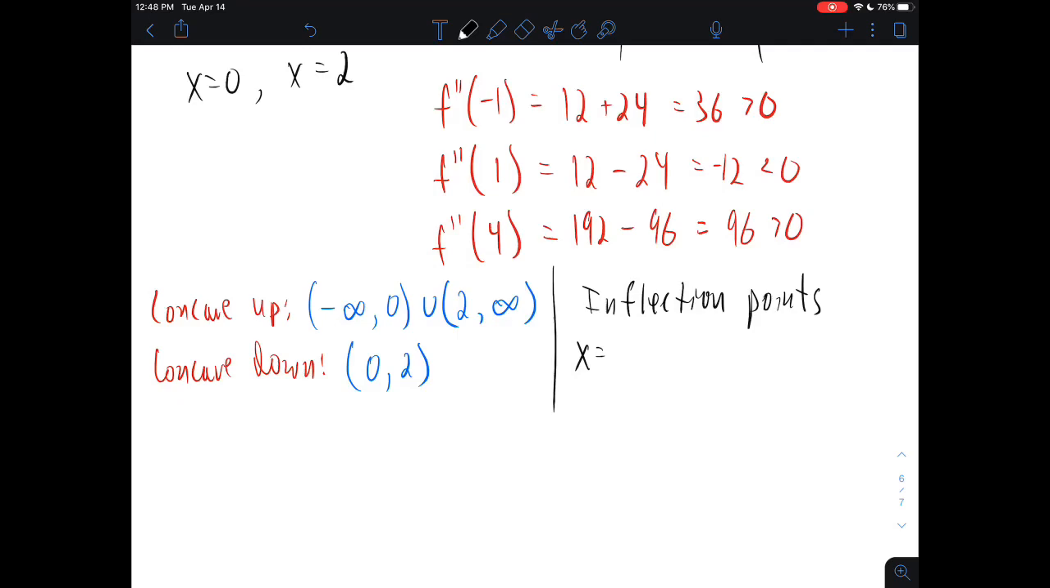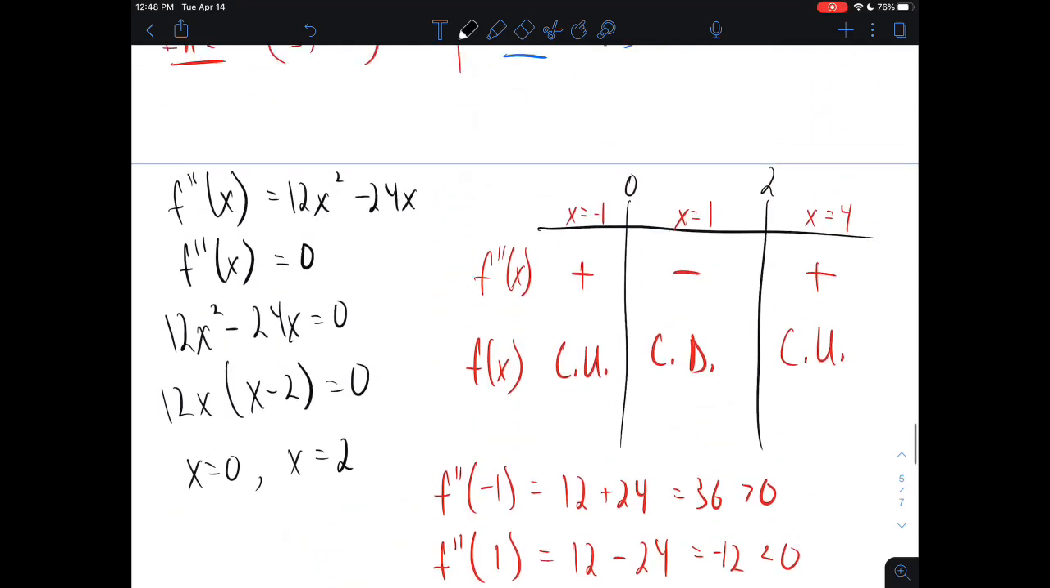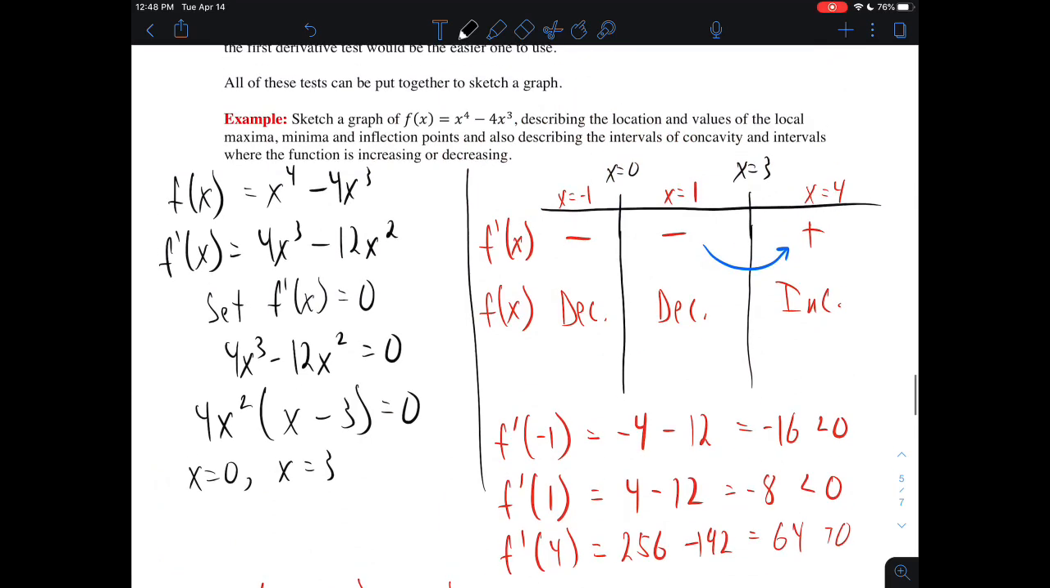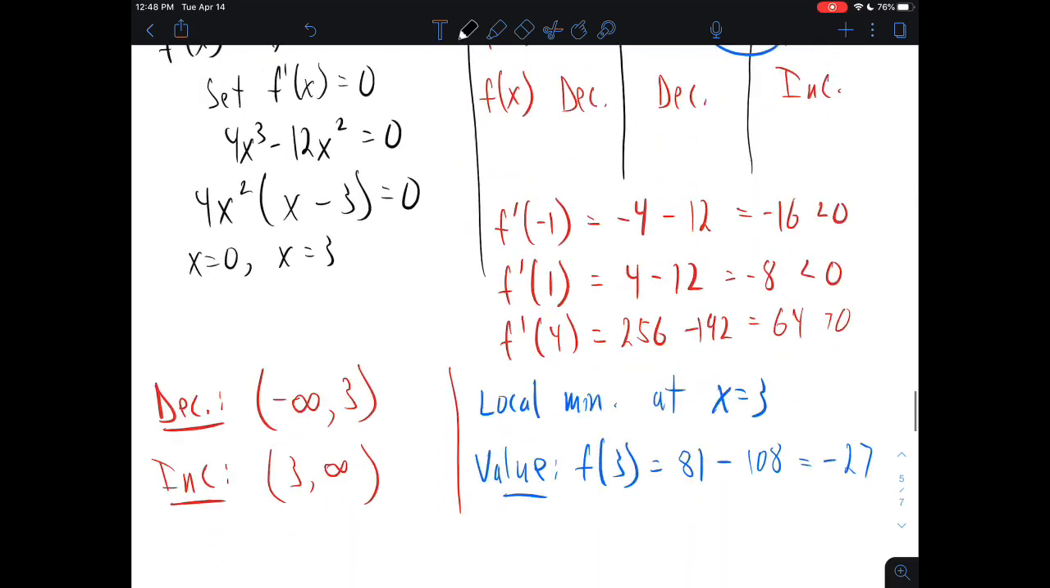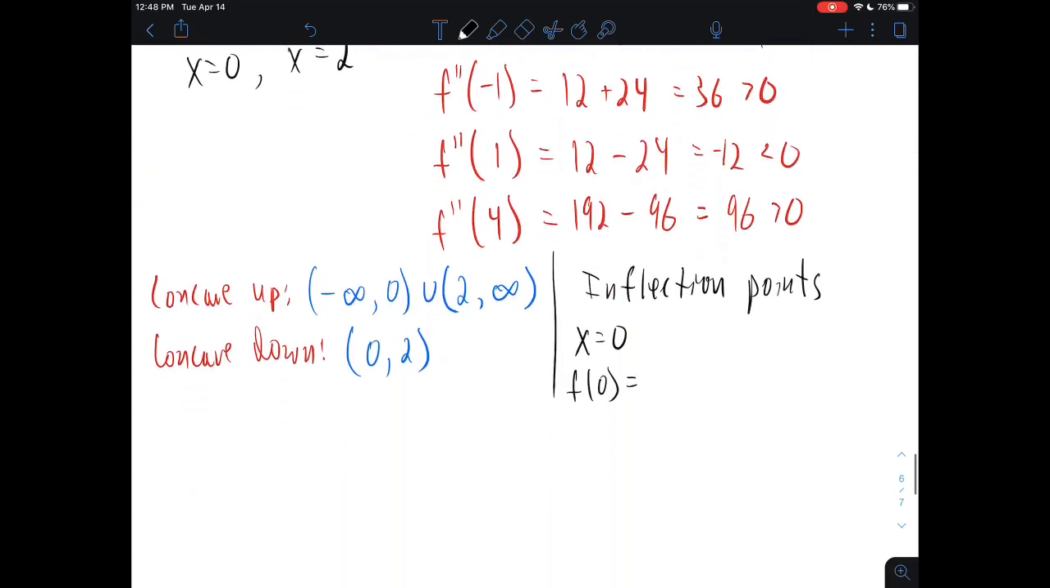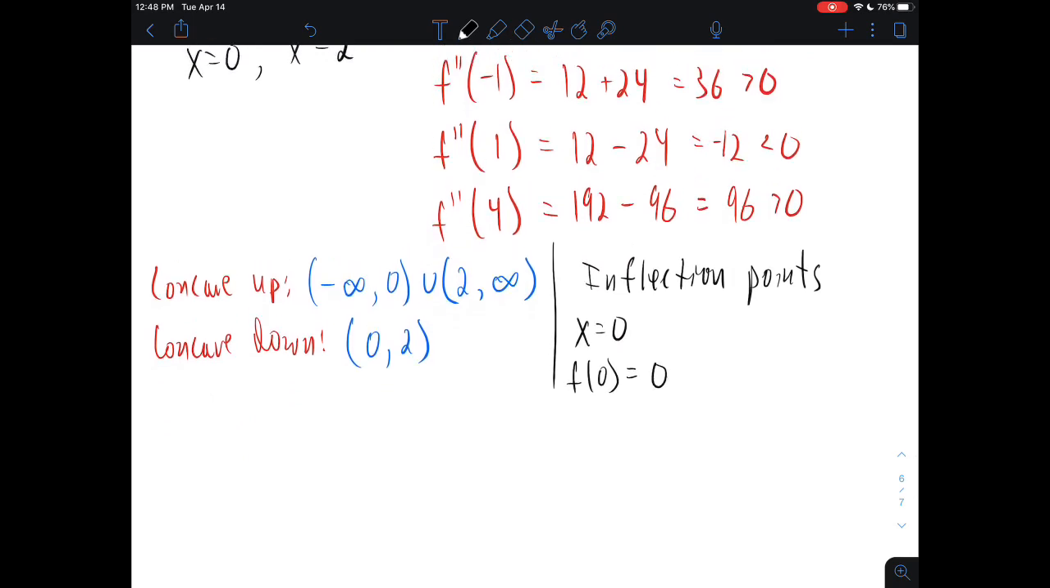So I need to find f of 0. Going back again all the way to my original function, plugging in 0, that would just give me 0. So at the origin, I have an inflection point. And then at x equal 2, I need to plug in 2 to my original function. So 2 to the 4th, 16, minus 4 times 8, that would be negative 16. So that's another inflection point.